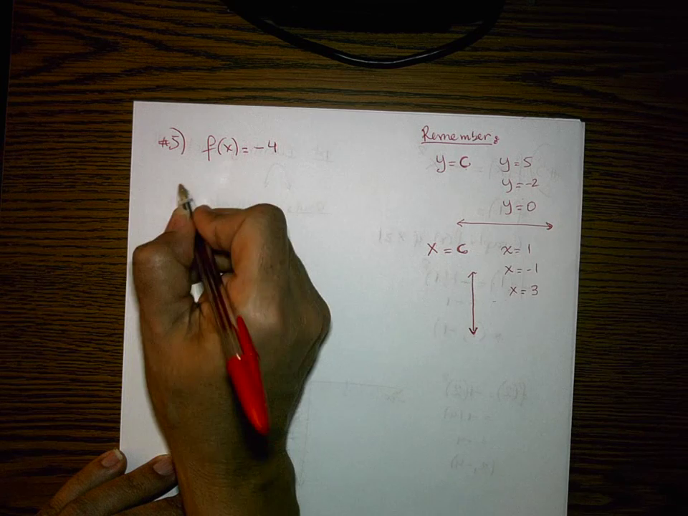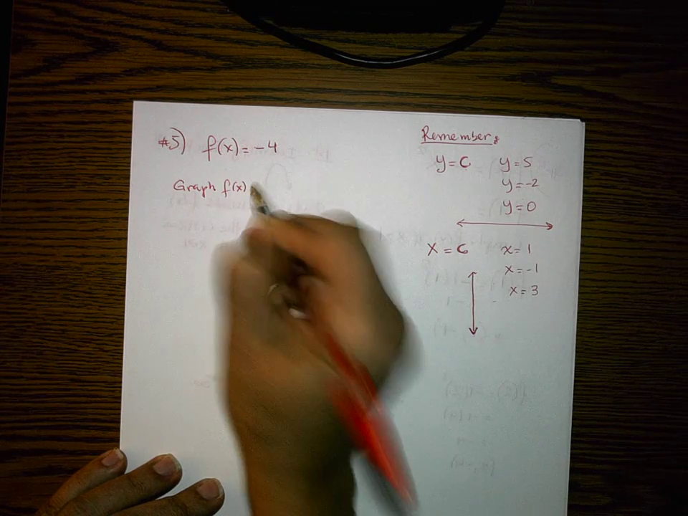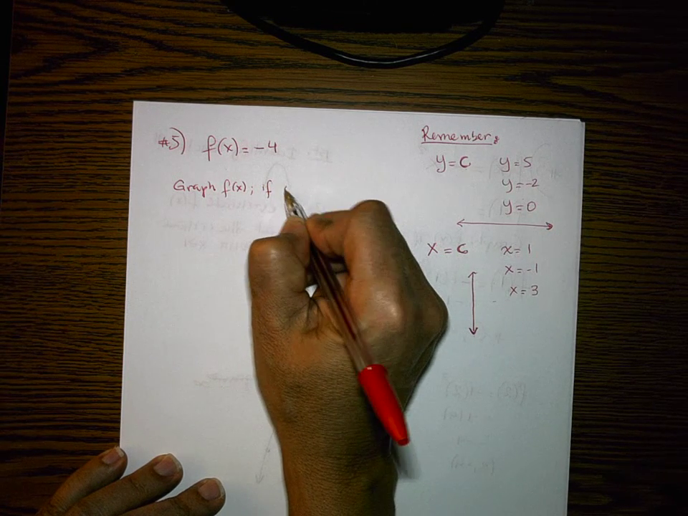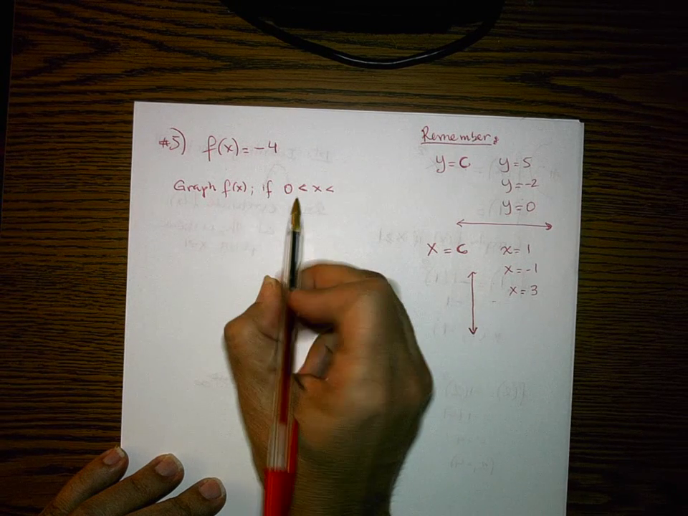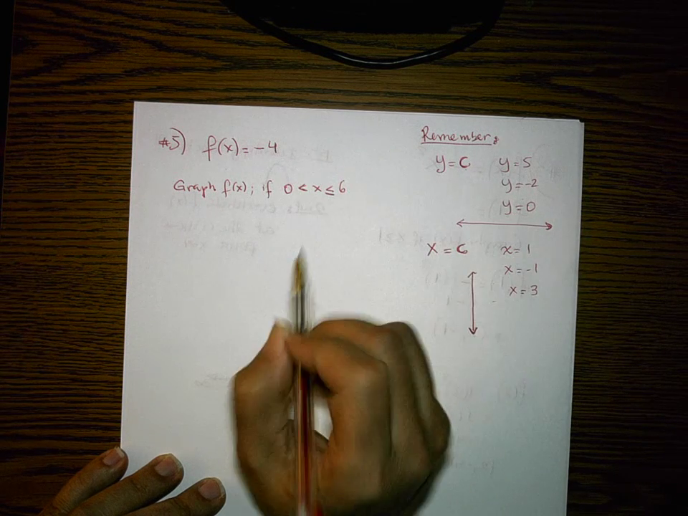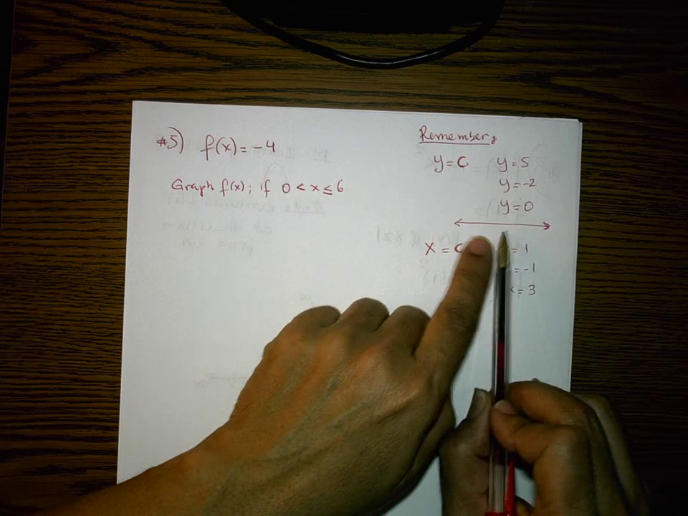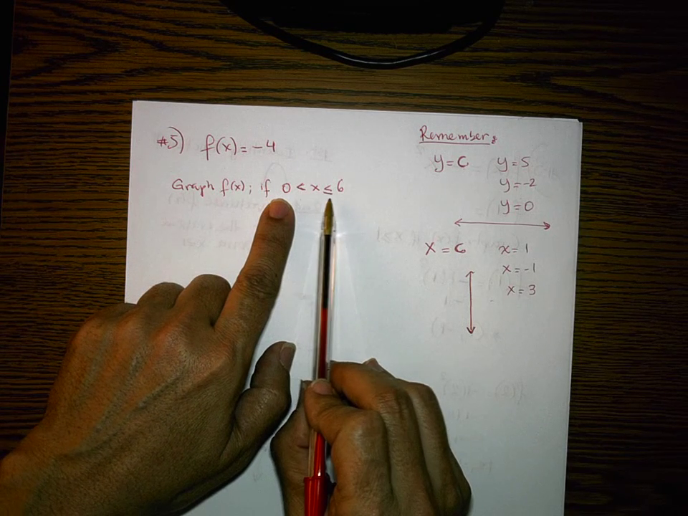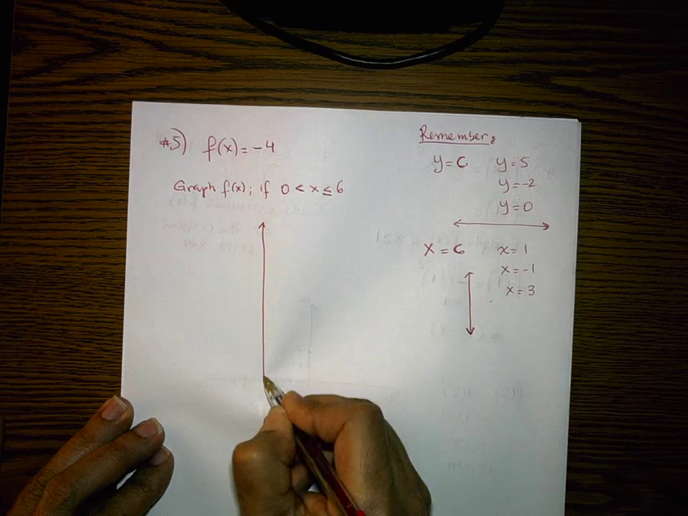It says graph f of x, but only if you are using x's that are in between 0, all the x values between 0, not including 0, and 6, including 6. The equal sign means include 6. So I'm going to be graphing this horizontal line that would have gone forever, but you restricted me. This domain restriction says I only want it from 0 to 6. So here I go.